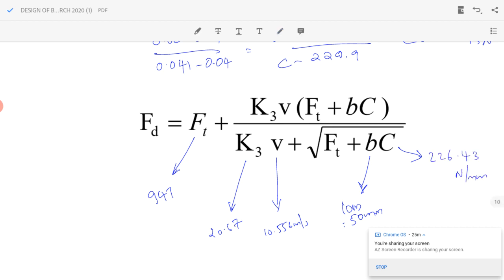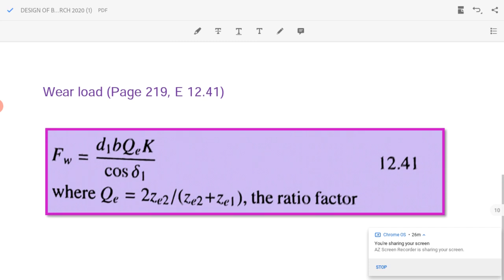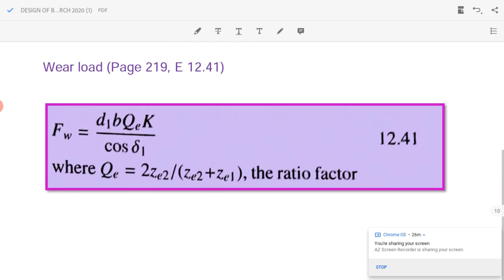After substituting all those values, I will get FD equal to 9082.8 newton. Okay. Now I can find the wear load Fw equal to D1 B Q K by cos delta 1, where D1 is known. D1 equal to m Z1 equal to 160 mm. B is the face width. So I will write all those values.